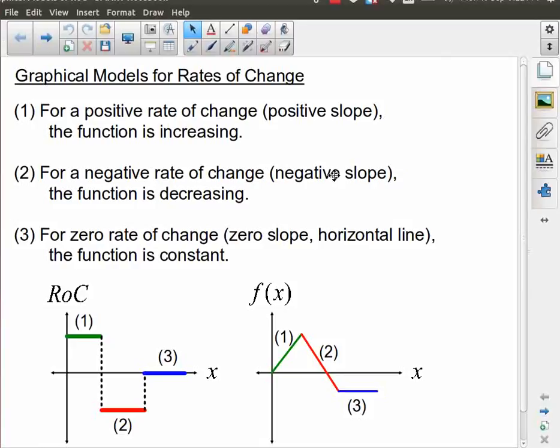For this lesson, we're going to take what we've been discussing about rates of change and apply it to graphical models. In other words, taking a look at the graph of the rate of change and comparing that to the graph of the function itself. The thing I want you to keep in mind throughout all of this, and I've been stressing since we started discussing rate of change, is that rate of change has to do with the slope. So you need to keep that in mind.